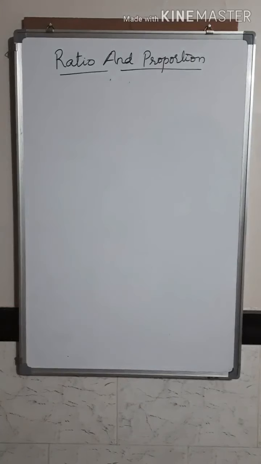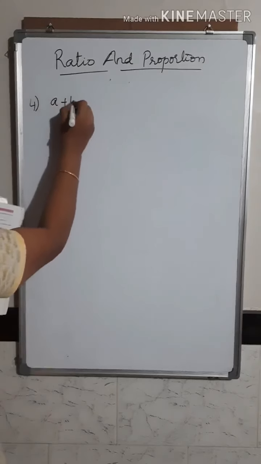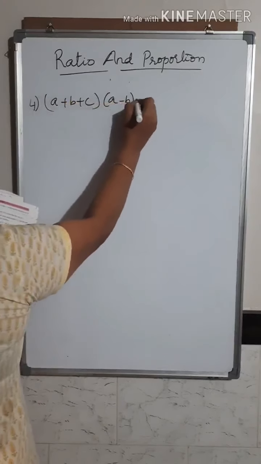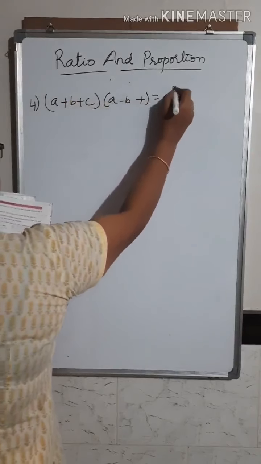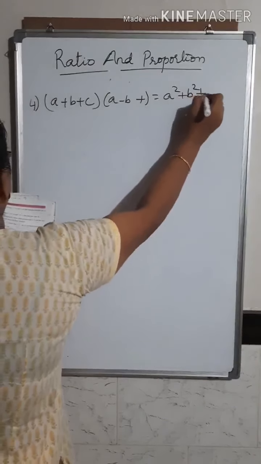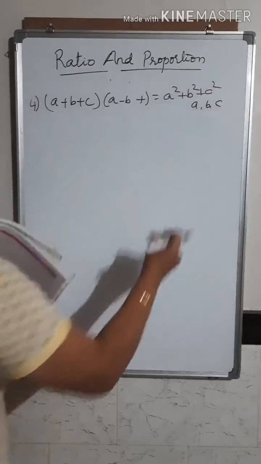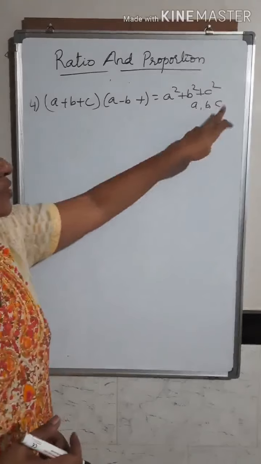Now the fifth and sixth problems are cancelled. You got only one more problem, the fourth one: if A plus B plus C into A minus B plus C is equal to A square plus B square plus C square, you have to show that A, B, C are in continued proportion. So to show that A, B, C are in continued proportion, you have to show that B square is equal to AC.